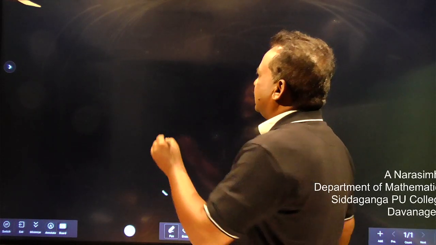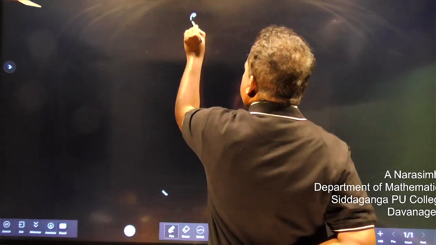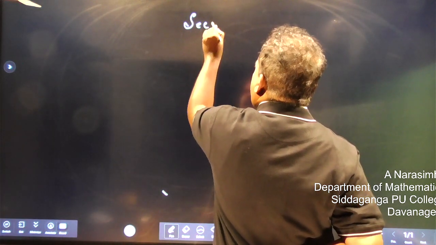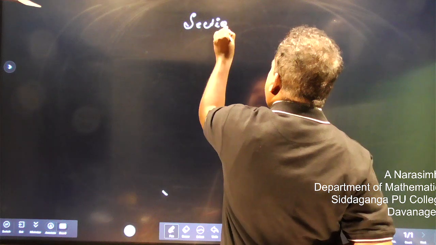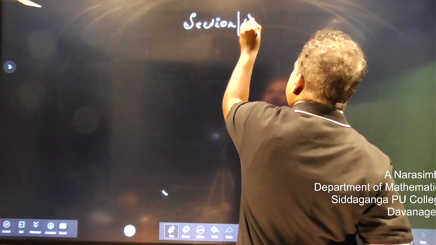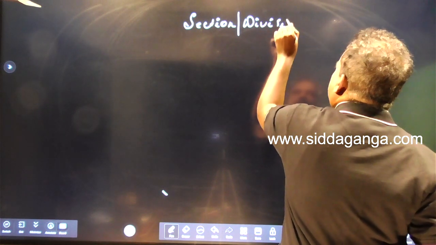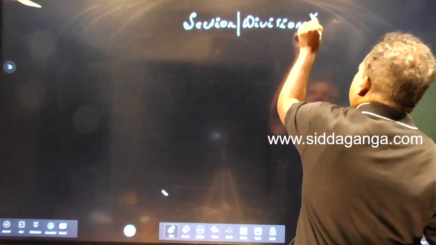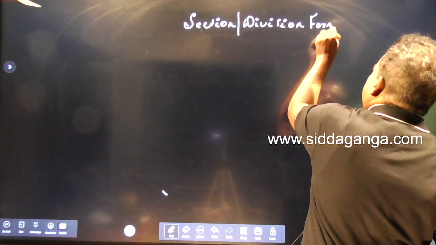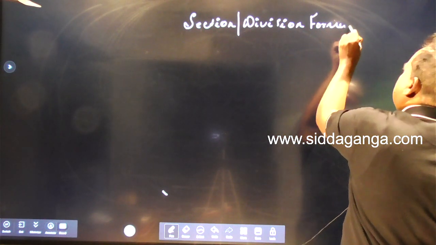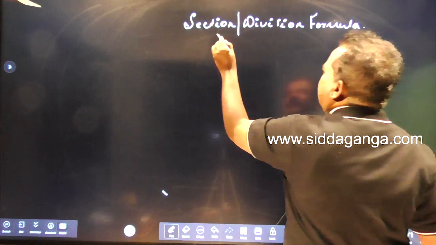Today, let us see the section formula after learning the distance formula and the problems related to distance formula. This section formula is also called division formula, which is used to find the coordinates of the point which divides a line segment in the particular ratio.